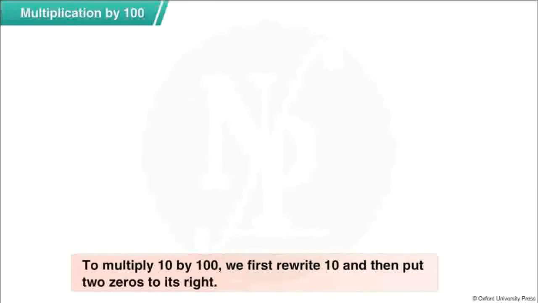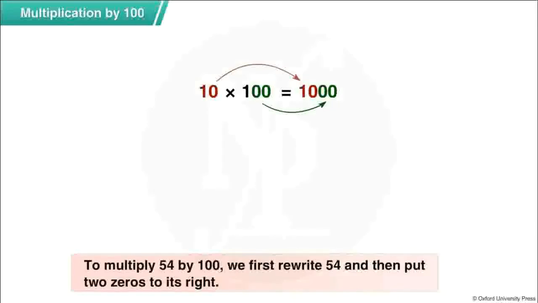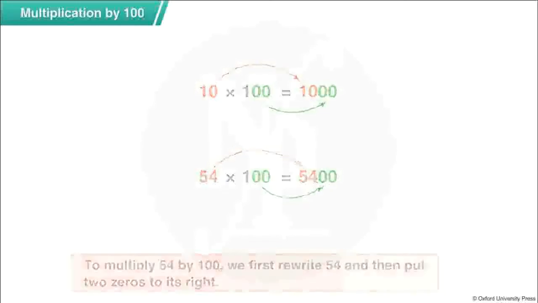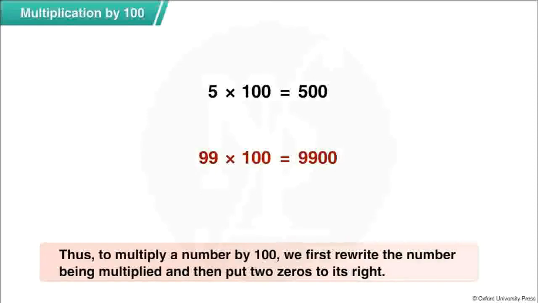Similarly, to multiply 10 by 100, we first rewrite 10 and then put 2 zeros to its right. To multiply 54 by 100, we first rewrite 54 and then put 2 zeros to its right. Thus, to multiply a number by 100, we first rewrite the number being multiplied and then put 2 zeros to its right.